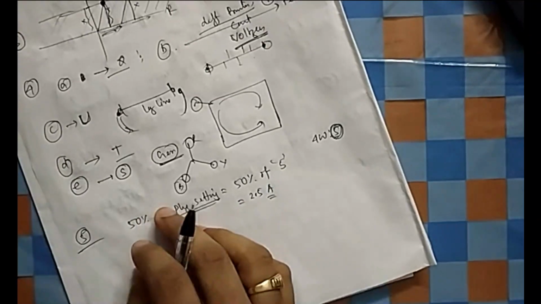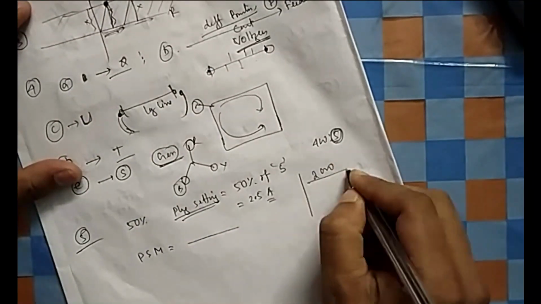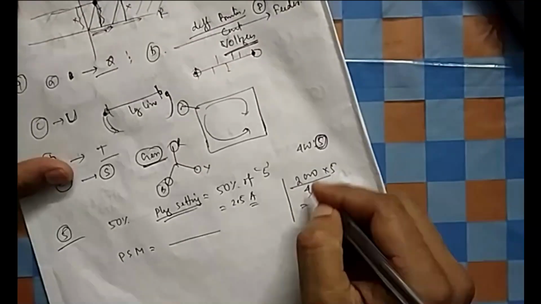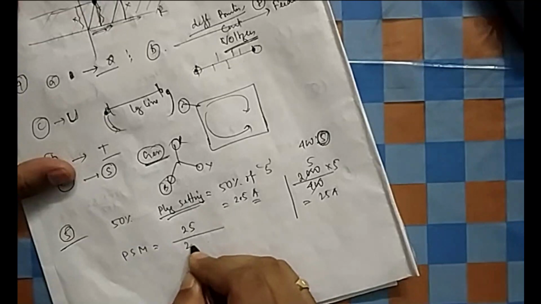Next is PSM. Now what is the formula for PSM? PSM is the fault current seen by the relay. Now you see what the fault current is. It is 2000 ampere and the CT is 400:5, so you divide by 400 and multiply by 5. The secondary is sensing 25 ampere. So PSM is the ratio between these two.